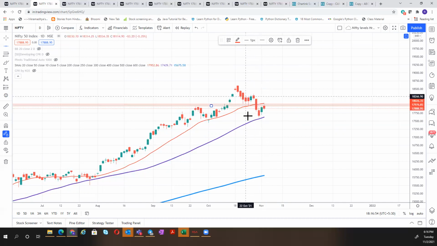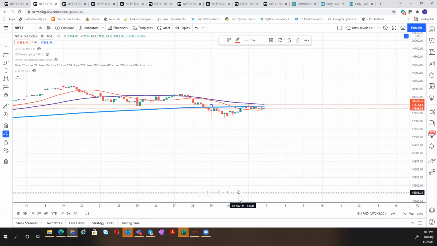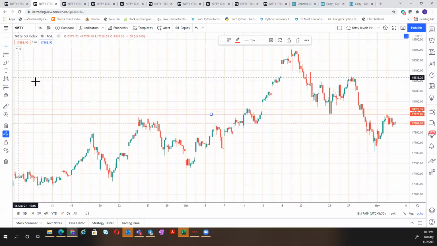So this area, once these wicks are broken upside, you can expect some positive up move. So if you go on an hourly time frame, this is how it looks. Let me remove this. Yes, this is how it looks.